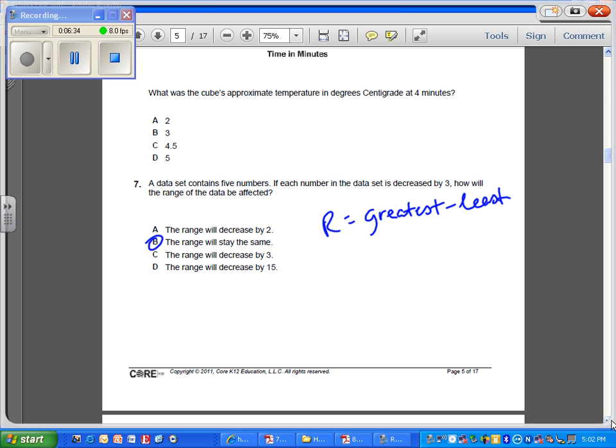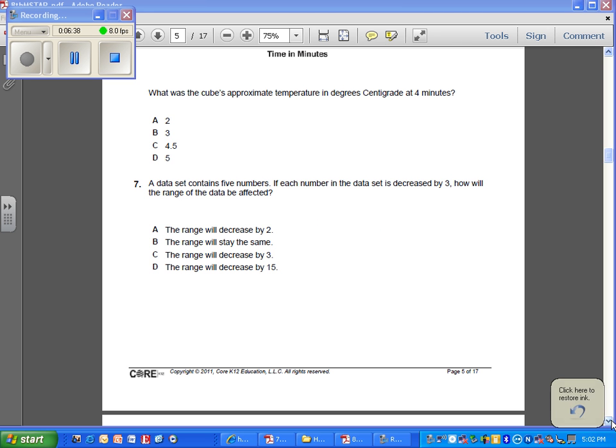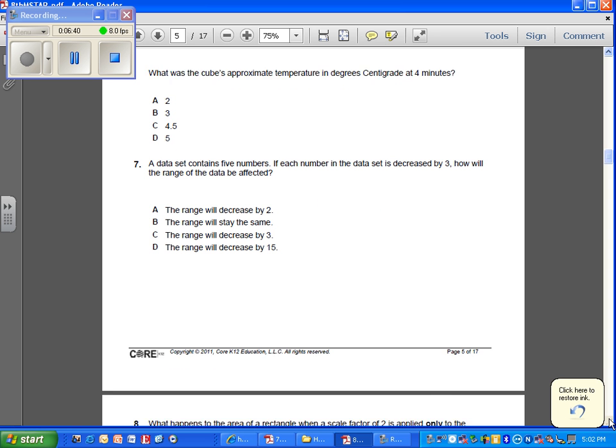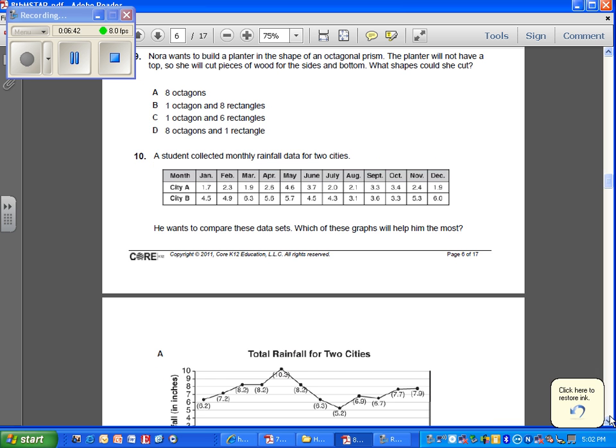You do not have to do that, but if you want to be really extra careful, feel free. But remember, you have 4 hours. All right, number 8.